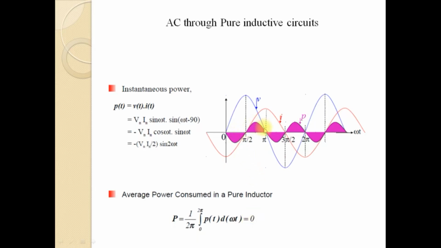And here you can see that at this instant power will be drawn by the circuit, and during the next half cycle of the power variation, the power will be sent back to the circuit. So in effect, over a complete cycle, the average power consumed by the circuit is 0, which is actually the definition of the pure inductive circuit. In a pure inductive circuit, there are no ohmic losses. That means no power is consumed in the circuit. The average power over a complete cycle will be equal to 0.